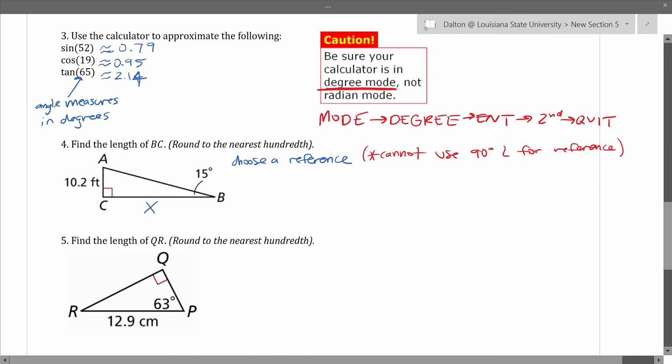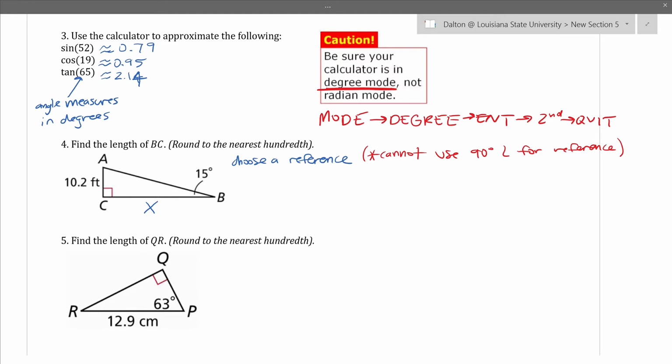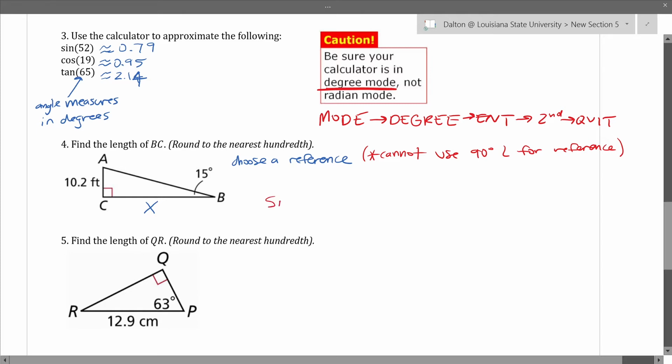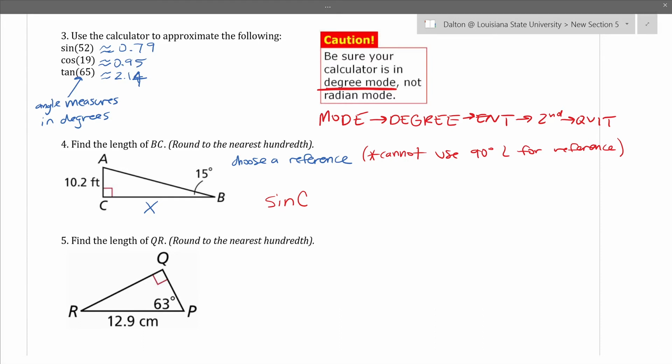You cannot use the 90-degree angle for reference. We use words like opposite and adjacent, right? And hypotenuse. So if I asked you, just for fun, you don't need to write this down, what is the sine of C in this triangle here? Now, when we talk about sine using SOHCAHTOA, let me write that down again so we have it for reference.